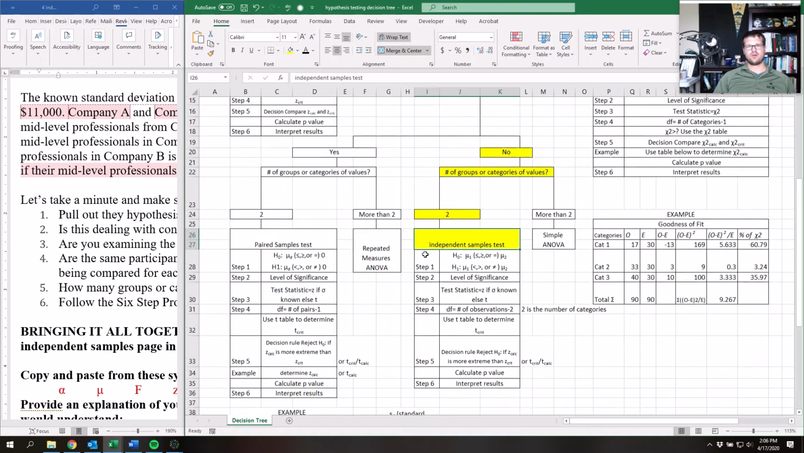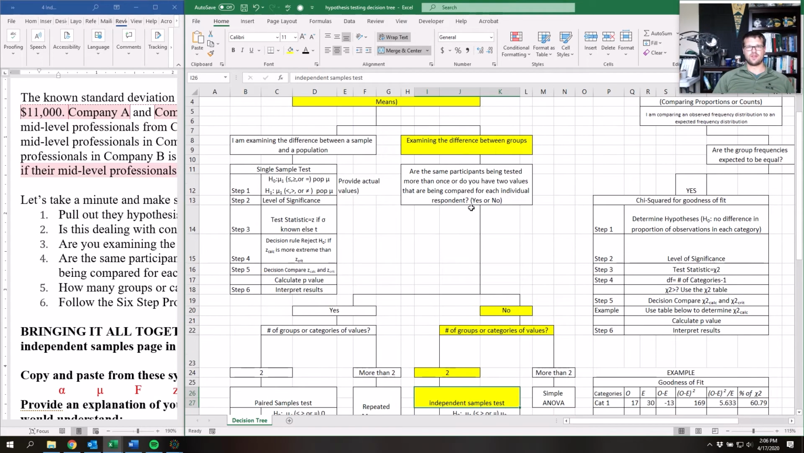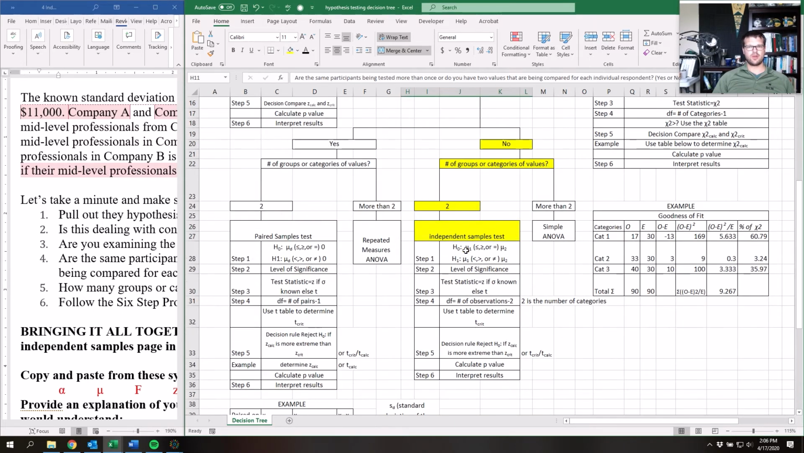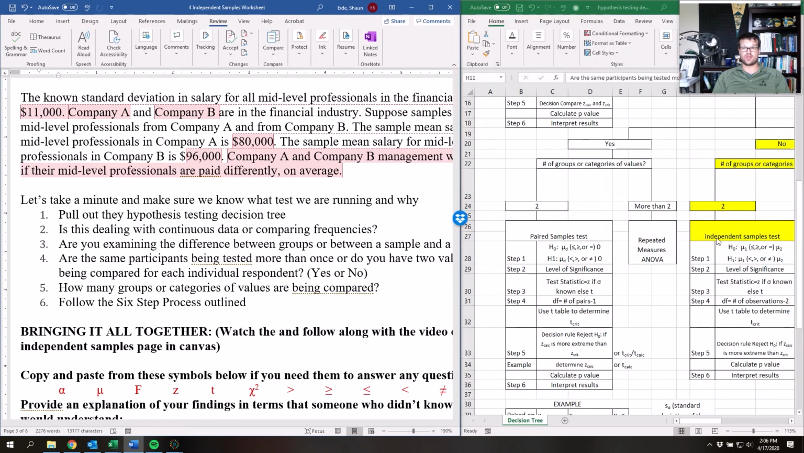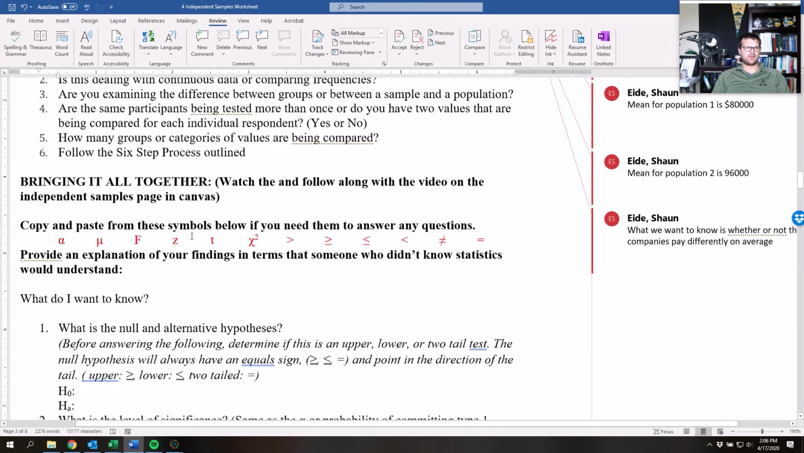And so down here you can see this is the fun little path that I took. And it brought me to the independent samples test. And it will bring me through this all the way down. Now, we'll go back to this. We're going to follow the 6-step process, which is also outlined right here, but we're going to follow this 6-step process on this fun little sheet right here.